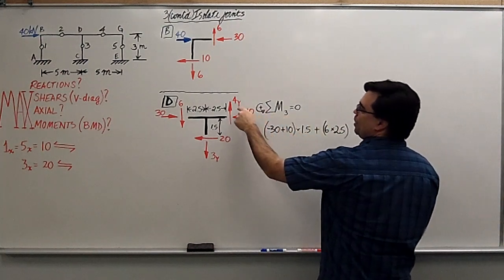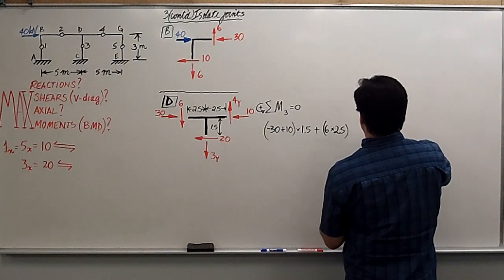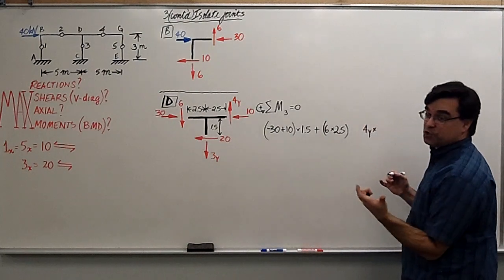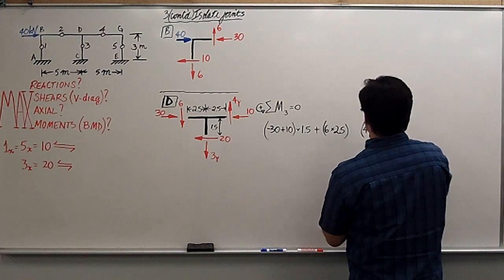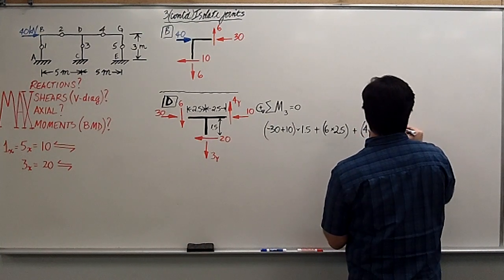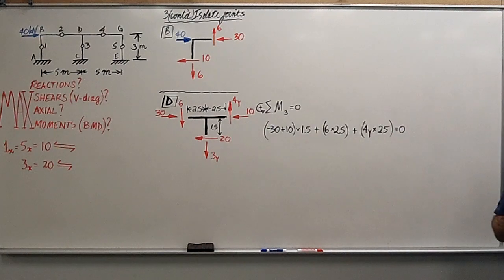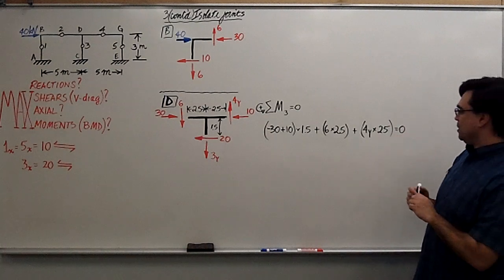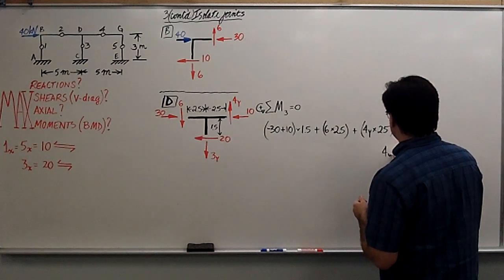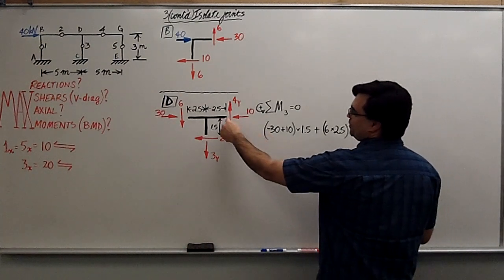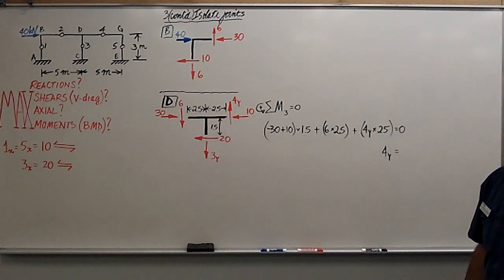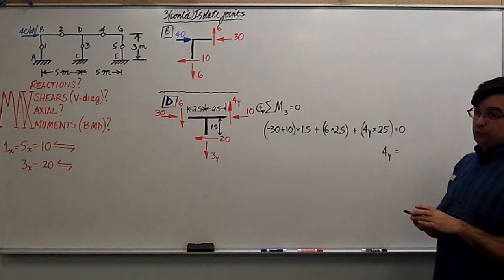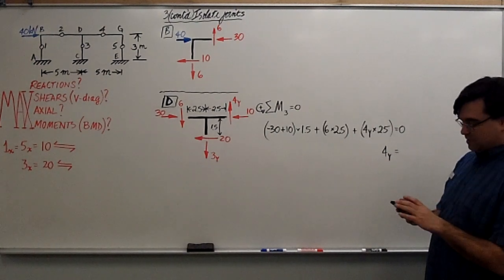And lastly, the moment caused by 4y. It's going to be 4y, a vertical force, times a horizontal distance of 2.5. And this moment is positive. Okay? So now I'm just going to solve for 4y. That's the shear in this beam at 4. If I do things correctly, it should come out to be 6.